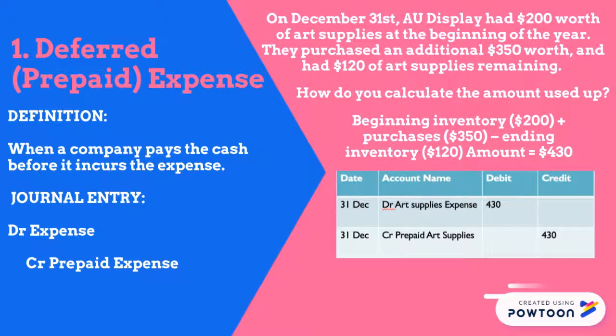In this scenario, to calculate the amount used up, the beginning inventory would be $200 plus the purchases, which is $350, minus the ending inventory, which is $120, leaving you with an amount of $430.